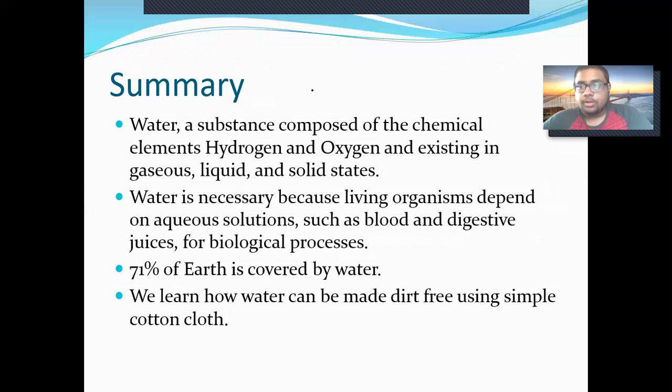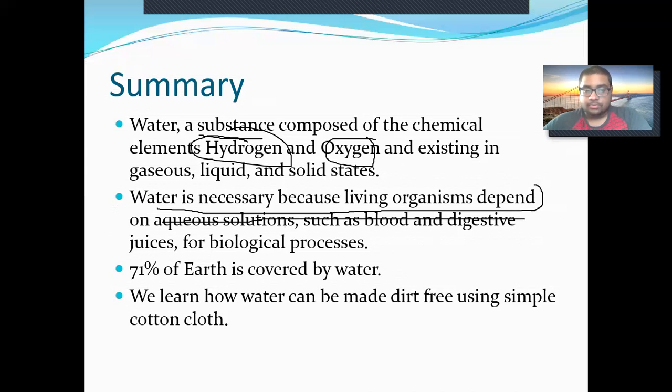So, what all did we learn today? We learned that water is a substance composed of hydrogen and oxygen. Okay, this is much advanced. This is not for you. You just remember that water is composed of hydrogen and oxygen. That is the first point. Second point, water is necessary because living organisms depend on it.